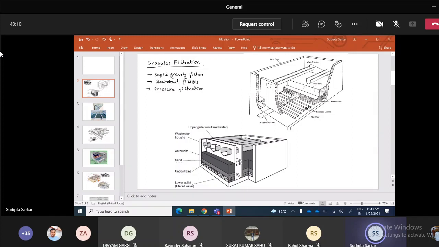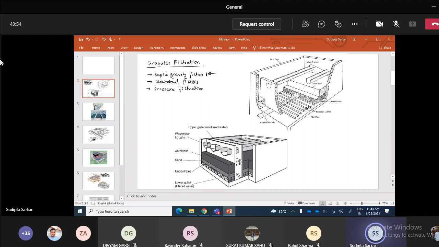Those are known as cloth filtration. Cloth filtration is mostly used in wastewater sludge removal and all, where they are also known as filter presses, or vacuum filters. So we are not going to discuss all those filtration techniques. We will try to focus on what we know as rapid gravity filters.